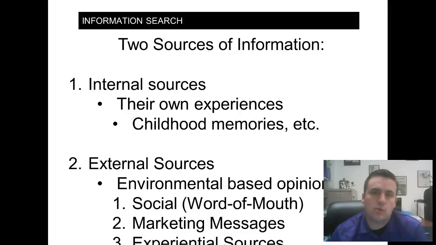Second is marketing messages. This is obviously something us as marketers can control, telling people about the different offerings we have and why it's beneficial to them. And the last one is experiential sources.